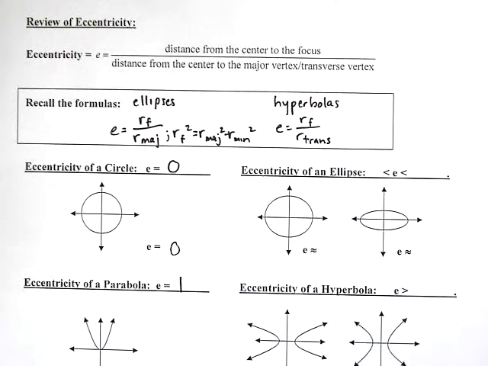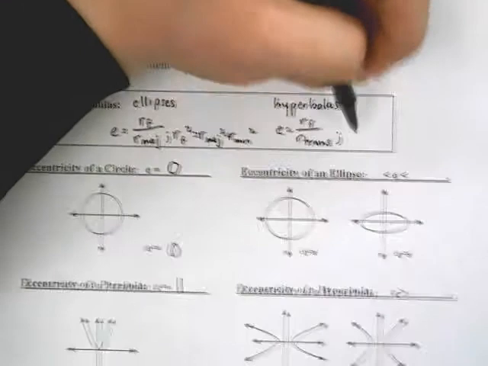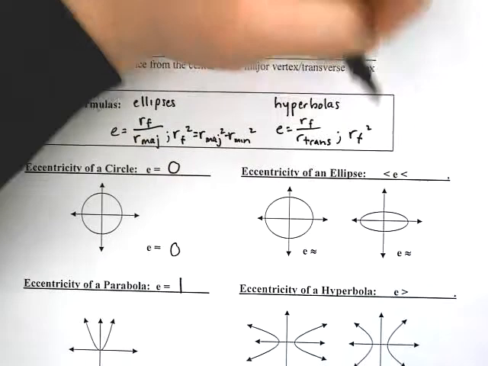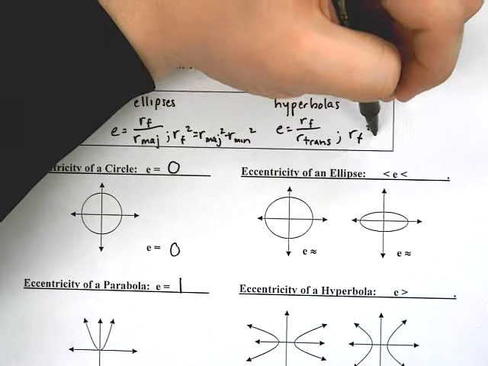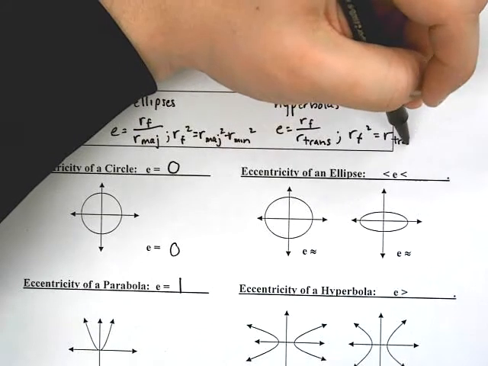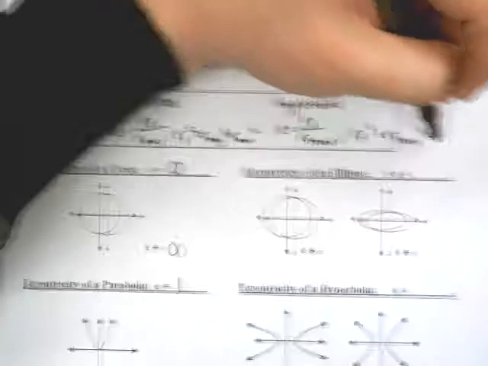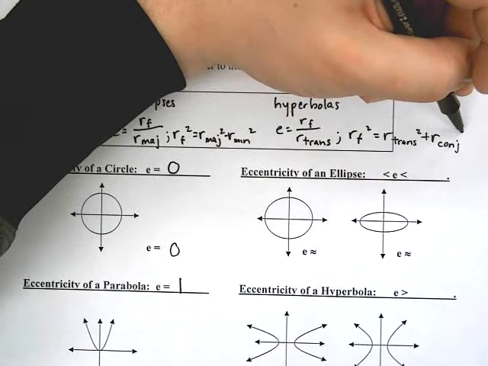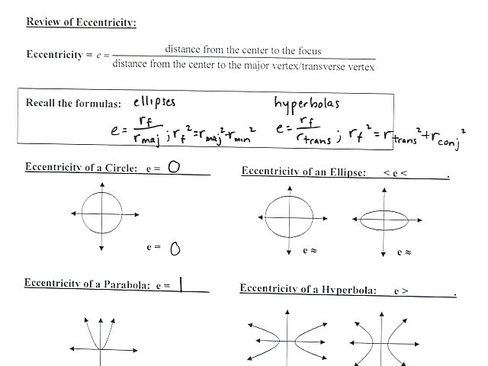That's probably too small. I hope you can read it. Sorry. And for hyperbolas, r sub f squared is equal to r transverse squared plus r conjugate squared. All right, so that's a little review.